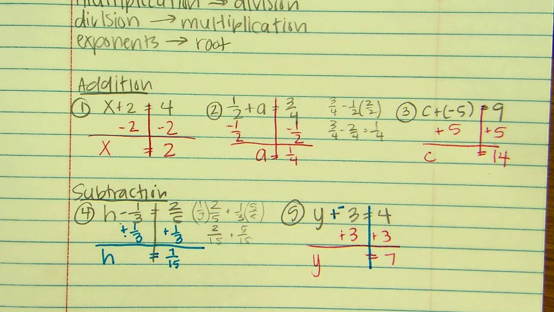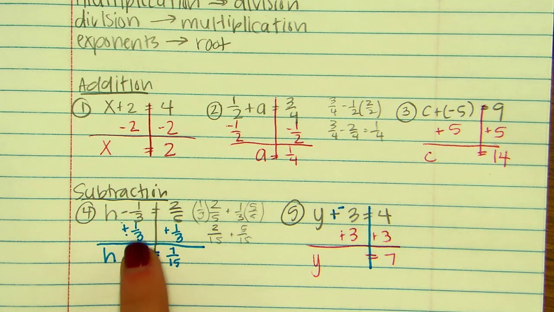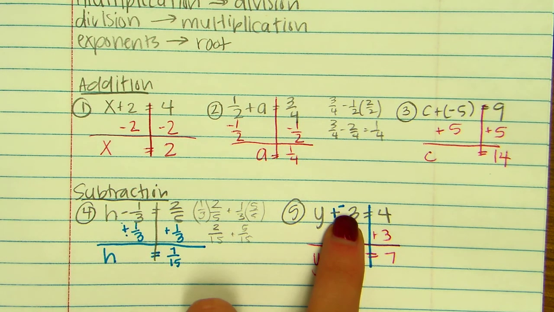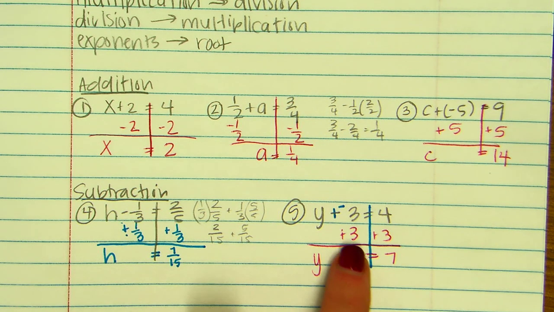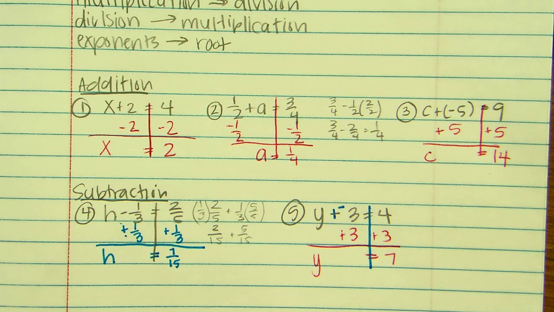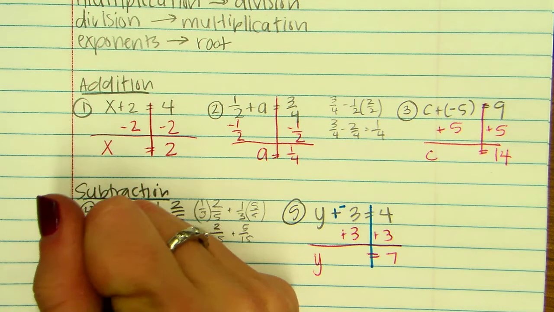So my two ways are either thinking the opposite of subtraction is addition, or changing the sign of the one behind and then thinking the opposite of a negative is a positive. Either way, we end up adding to undo subtraction. Next, we're going to do some multiplication equations.